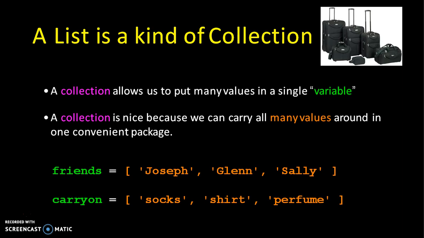So we can see an example here. Friends is one of the lists. It includes Joseph, Glenn and Sally as 3 elements. We call them the elements of the list. Similarly, we have another example, carry on, which will have socks, shirt and perfume as the elements.